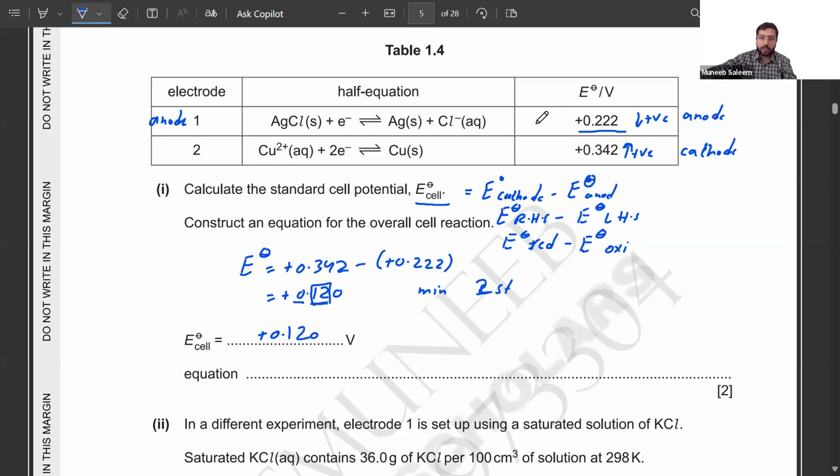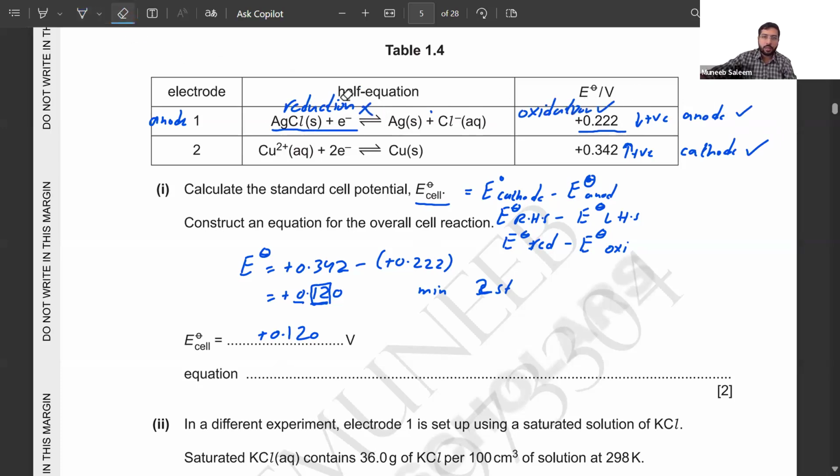Now how do we construct the equation? We have considered that this is the cathode part and this is the anode part, which means the anode reaction should not be written in this way, because it is written as a reduction reaction, which is incorrect, since actually it was the oxidation reaction, not the reduction. So I will need to reverse this equation and write it in the opposite manner. In this case, this will become the reactant and this shall become the product part.